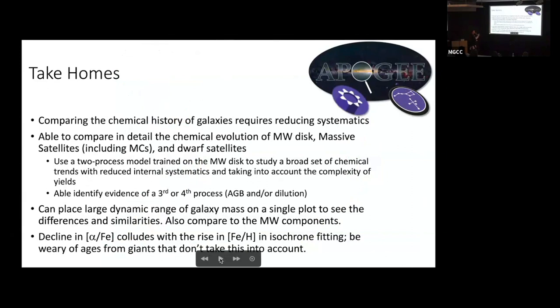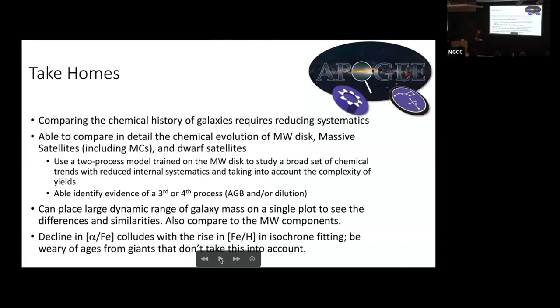And we can also put a large dynamic range of galaxy mass on a single plot to start isolating what is unique about these systems and what is the same, to again study those together. And the decline in alpha coincides with the rise of iron in isochrone fitting. So be very careful with ages from giants that don't take that into account, which arguably is very hard because most of your isochrones are super alpha enriched down to no alpha enrichment. There's very few isochrones that have sub-alpha, which means the isochrones won't work for the young populations in the LMC.